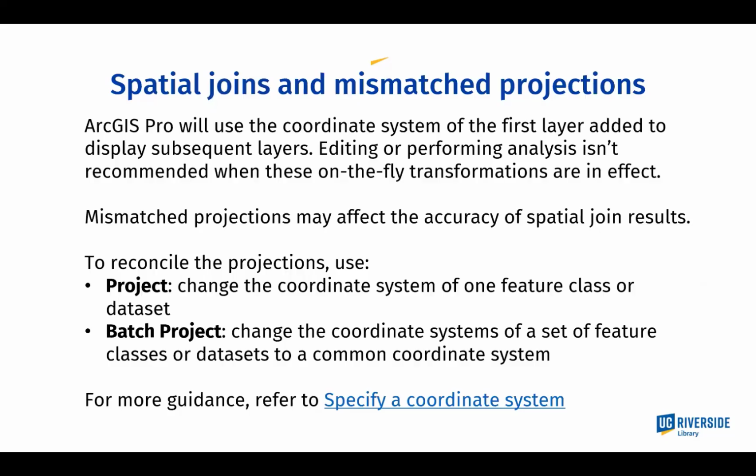The GIS will do an on-the-fly projection to match the second data layer to the projection of the first one, but that doesn't really work too well. It looks okay visually, but it may not work well when you're doing analysis or things like spatial joins. So basically what you want to do is take the steps in the GIS to change the projection of one of your feature classes. There are tools that allow you to do that, and I've given you a link to more guidance on that. So that might be something that comes up for you.